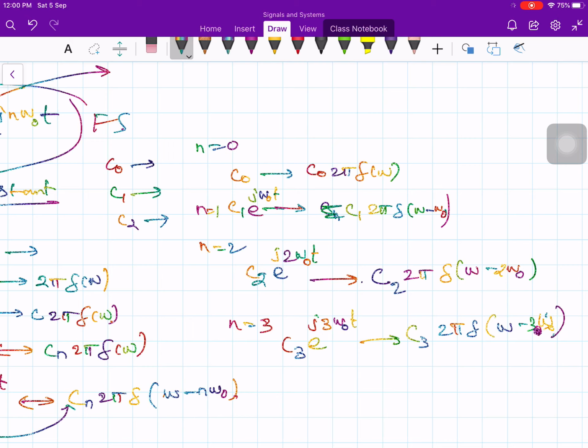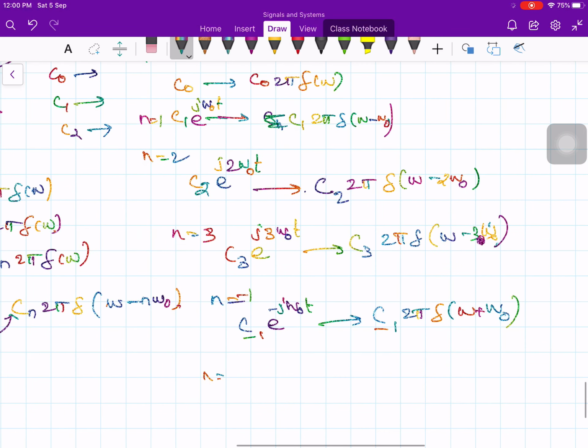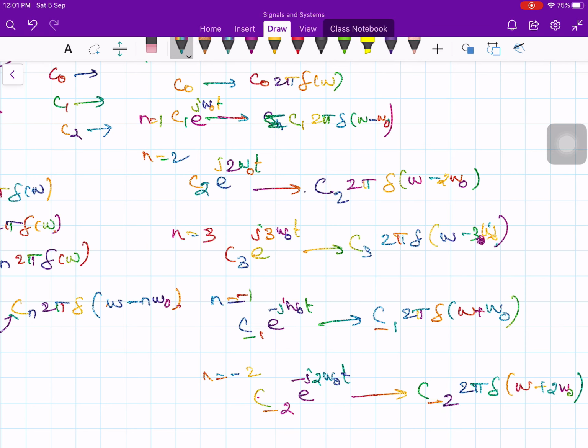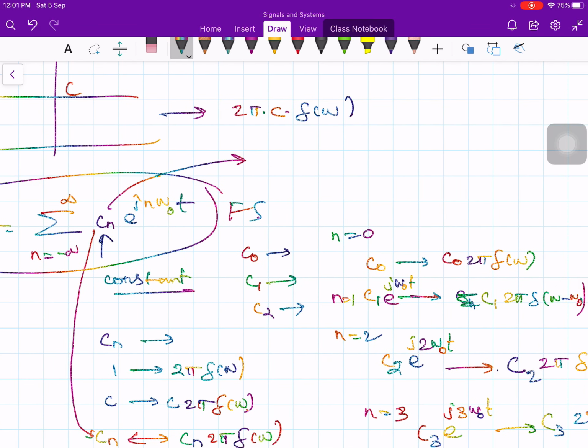Similarly, substitute n equals minus 1, then C minus 1 times e to the minus j omega naught t becomes C suffix minus 1 times 2 pi times delta of omega plus omega naught. Substitute n equals minus 2, C minus 2 e to the minus j 2 omega naught t has Fourier transform C suffix minus 2 times 2 pi times delta of omega plus 2 omega naught, and so on and so forth. Therefore, each term in the Fourier series has a corresponding Fourier transform. So how many terms in this Fourier series? I have an infinite number of terms. Each has its own Fourier transform.